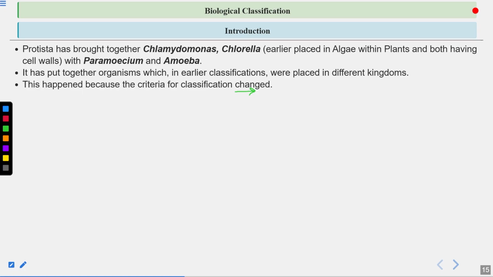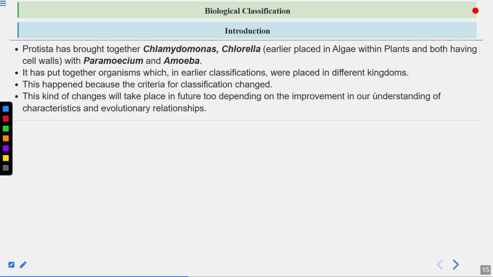You can see here, Chlamydomonas and Chlorella were placed in algae earlier. Now they are placed in Protista in the five kingdom classification, because the criteria for classification are now changing. We are now studying these organisms at the genetic and molecular level. We are taking into account evolutionary relationships. That's why the classification systems are changing.